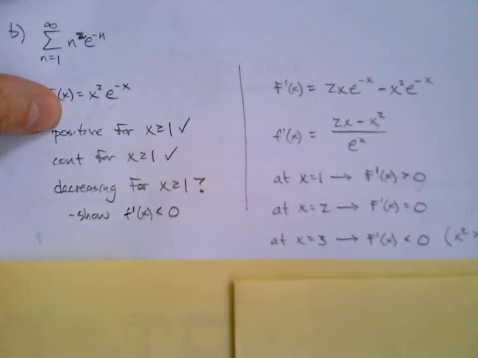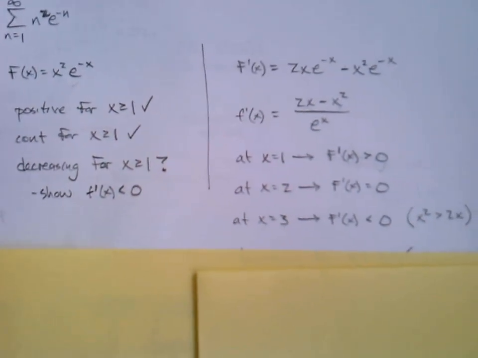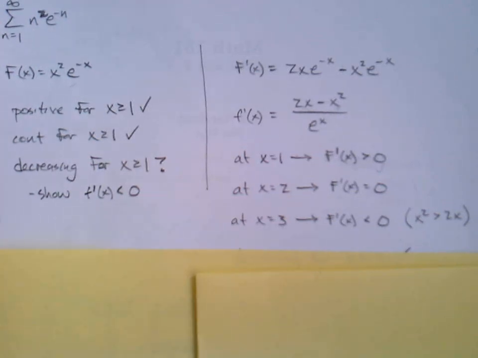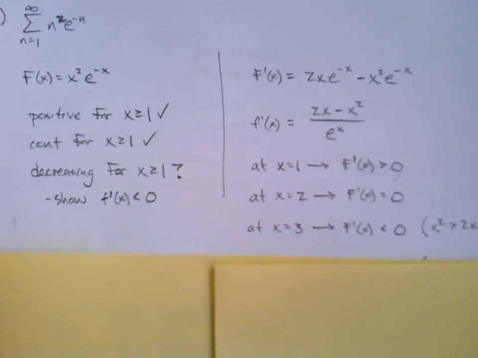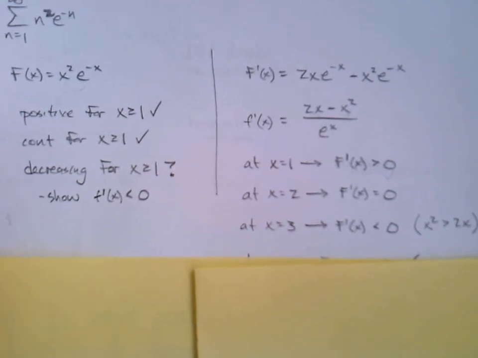Now I've gone off the screen. From that point forward, my numerator is always negative. Sorry, it's a little blurry. Okay, now this is the key. This is why we can still use the integral test.